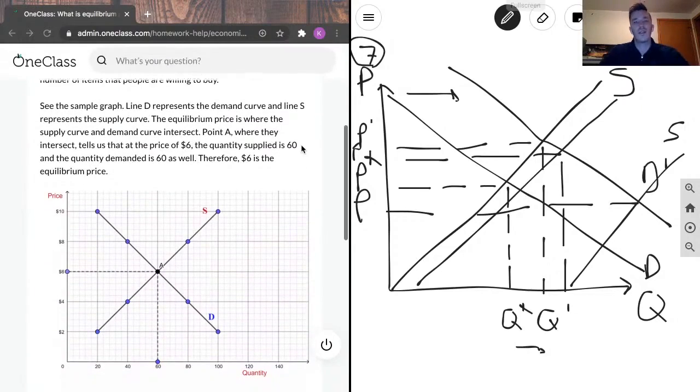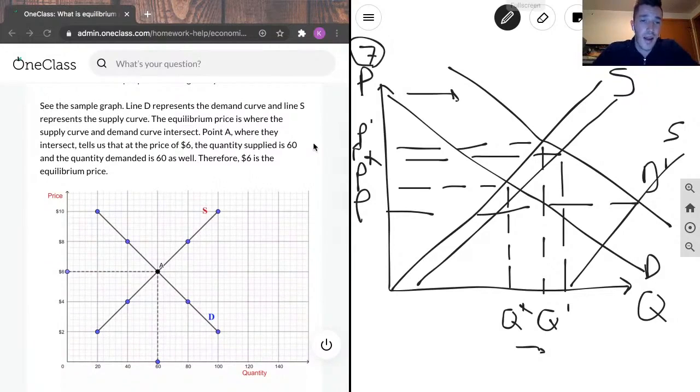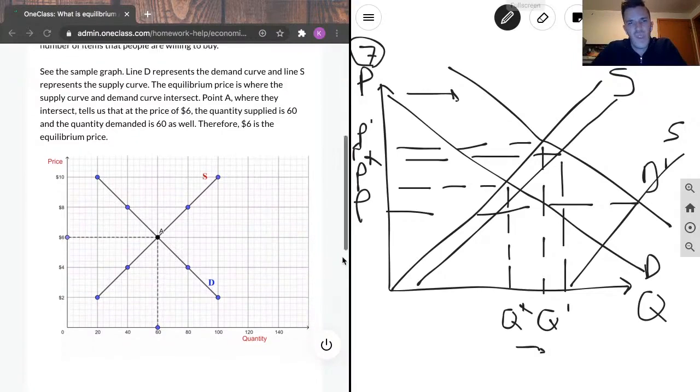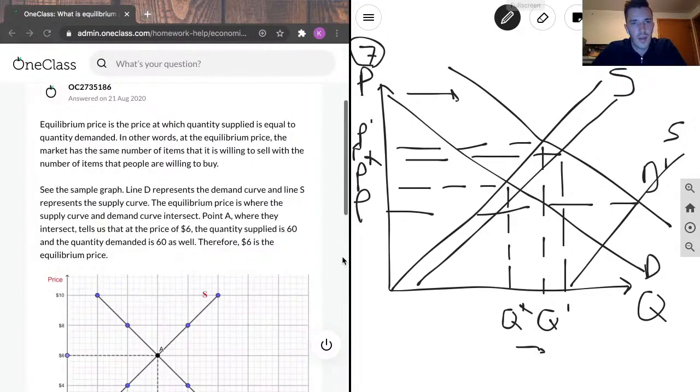Oh, and they've already drawn this for us. See the sample graph, line D represents the demand curve and line S represents the supply curve. The equilibrium price is where the supply curve and demand curve intersect. Point A there. Point A, where they intersect, tells us that the price is $6, the quantity supplied is 60, and the quantity demanded is 60 as well. Therefore, $6 is the equilibrium price.